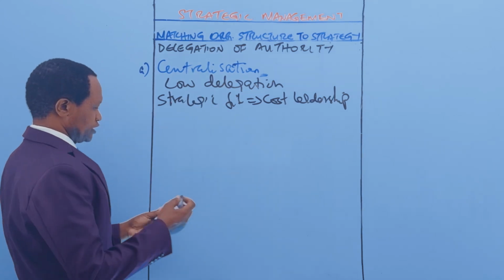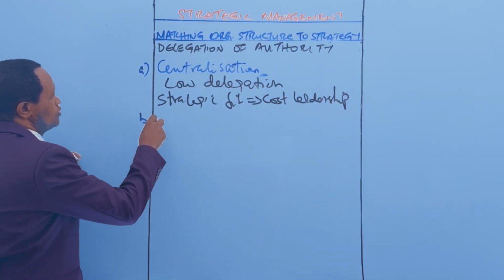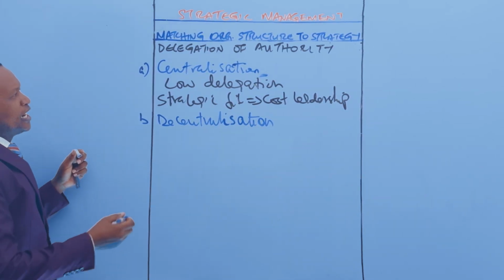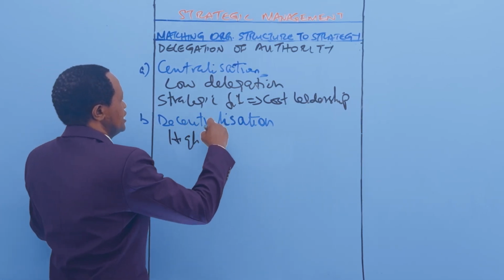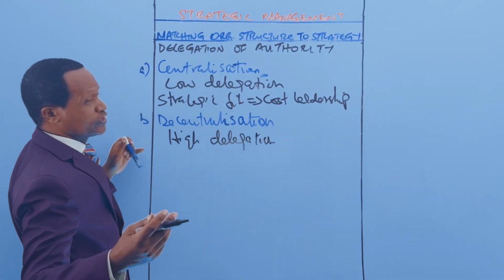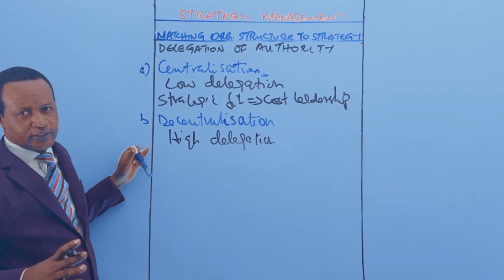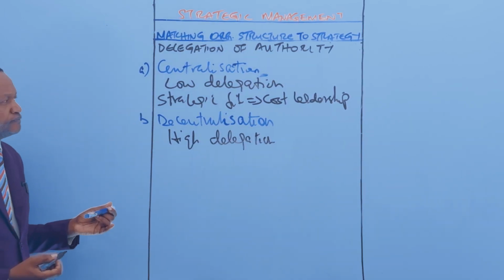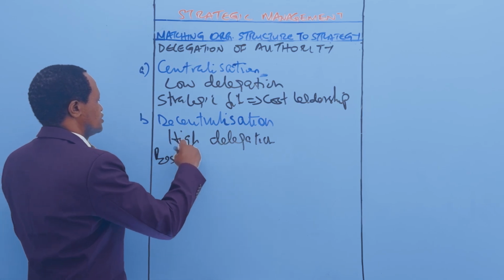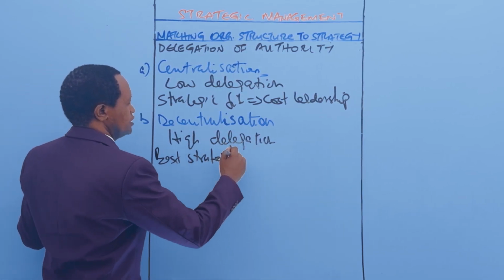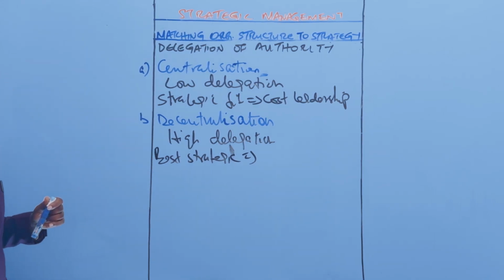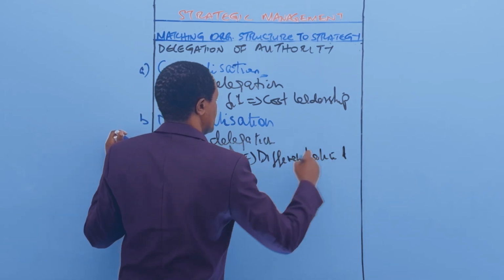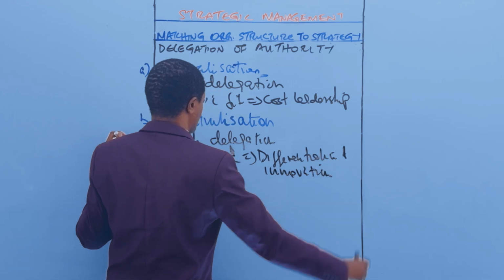So that's centralization. Then number two, there is decentralization. Here there is high delegation. Authority is not concentrated at the top. No, authority is pushed down to lower level managers and frontline employees. So what is the best strategic fit? The best strategic fit here is differentiation. If you want to do differentiation and innovation, then you have to decentralize authority.